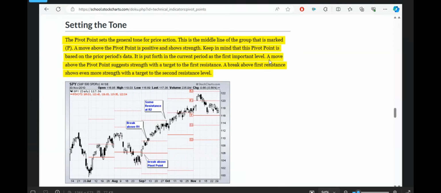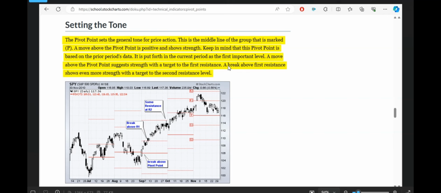It says here, a move above the pivot point suggests strength with a target to the first resistance, okay? So a move above the pivot point suggests strength, a regular strength trend, right? With a target to the first resistance.